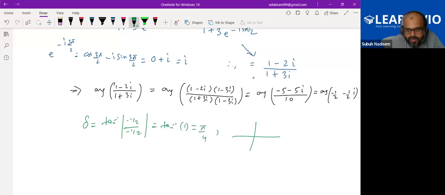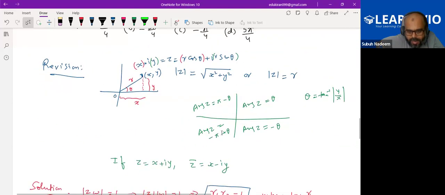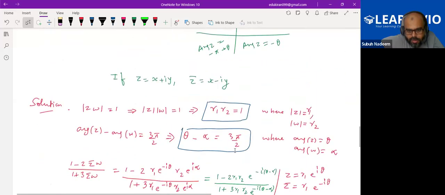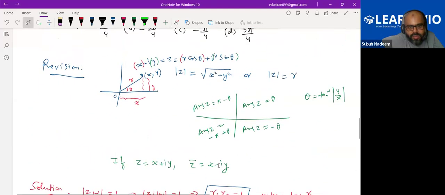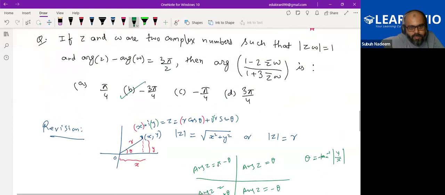Now the quadrant in which this lies: minus half, minus half, third quadrant. In the third quadrant, as I told you earlier, the argument is minus pi plus theta. So argument will be minus pi plus theta, and theta is actually delta here. We have taken delta: minus pi plus pi by 4. That will become minus 3 pi by 4. So this is the final answer which we will get: minus 3 pi by 4, which is option B. Now you can write it.